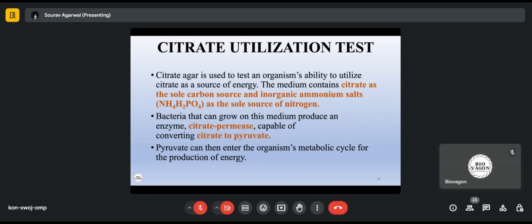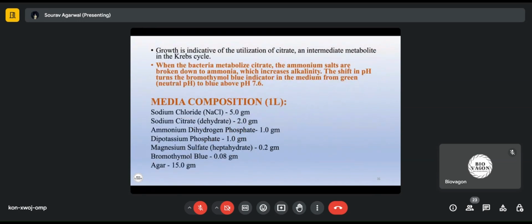Okay, so now what happens is when the bacteria is using these ammonium salts, it is breaking them down and converting them into ammonia. As you know, ammonia is responsible for increasing the pH, or it increases the alkalinity of the media. Hence bromothymol blue, which is the indicator in this test, is added to the media. So bromothymol blue will change its color from green to blue because the pH has changed from neutral to basic. Okay, so you have to remember which tests have acidic pH and which tests have basic pH. This is one test where you have basic pH, and because of that the color is changing from green to blue.